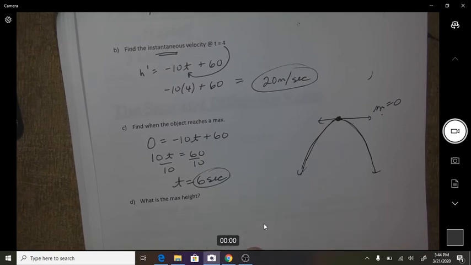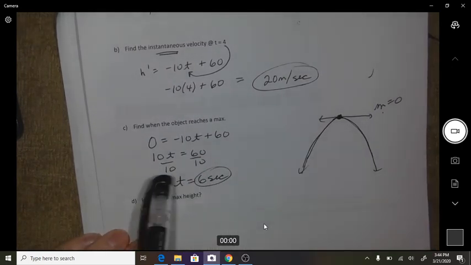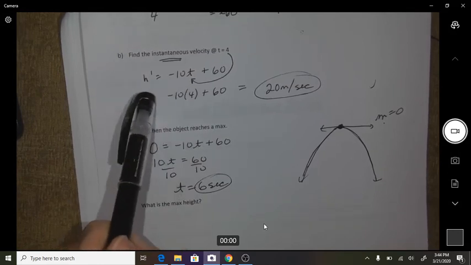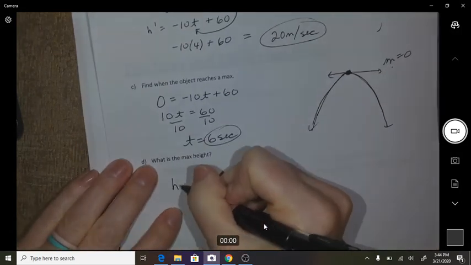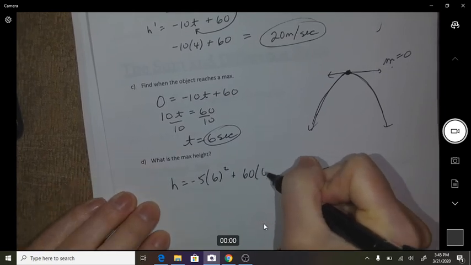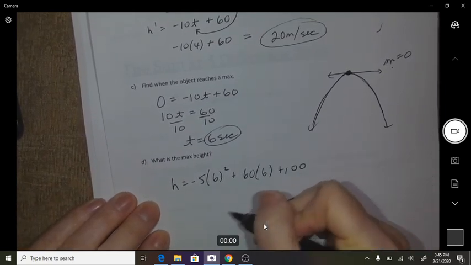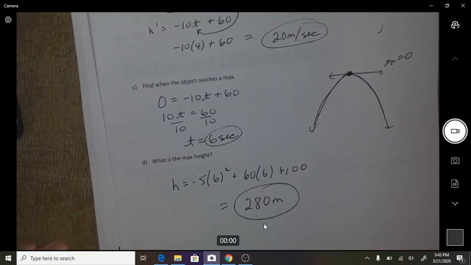What is the max height? So now I'm plugging 6 in, but I'm not going to plug 6 into this equation, because this gives me my slope. I want to know height, so I go all the way back up here and plug 6 into this. So the height, I'm plugging 6 into the height equation, not the slope equation. And I get 280.